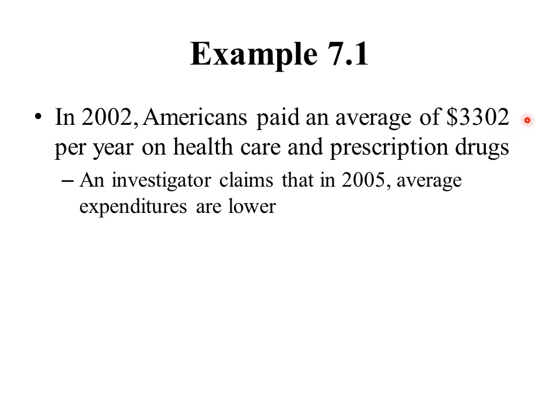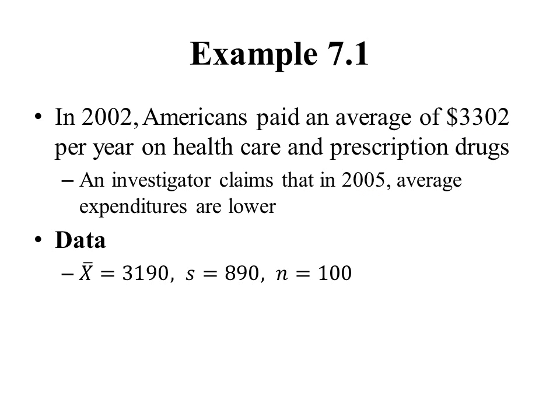Now exactly where did this number 3,302 come from? We won't worry too much about that. We'll just take that number for granted. Okay. So now an investigator claims that in the year 2005, average expenditures are lower. So we're comparing the average or the mean amount in 2005 to this number 3,302.